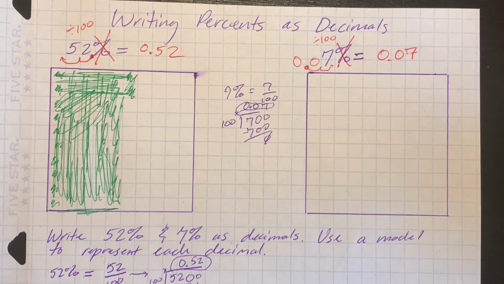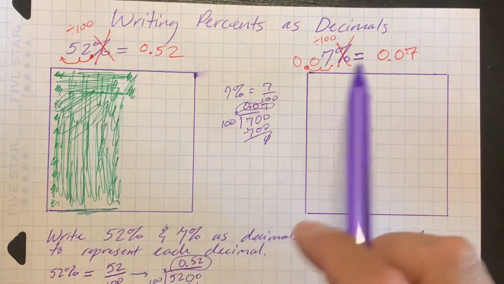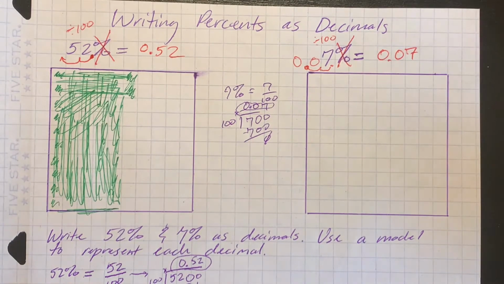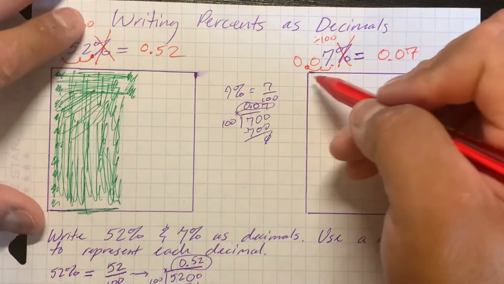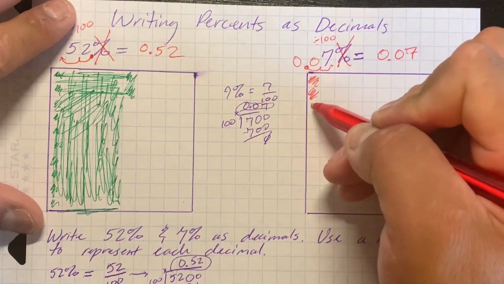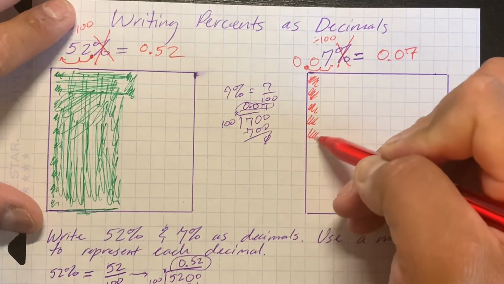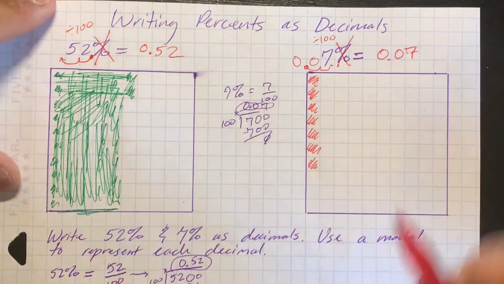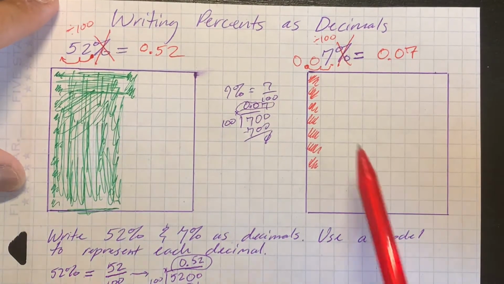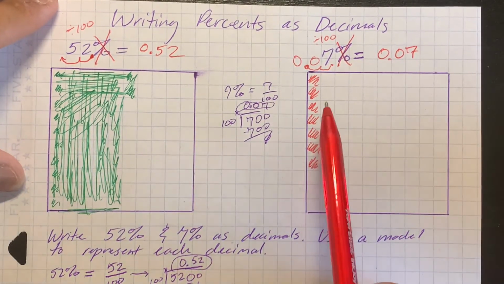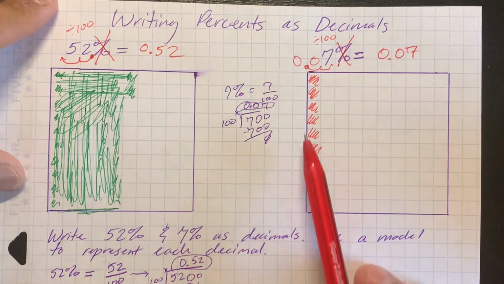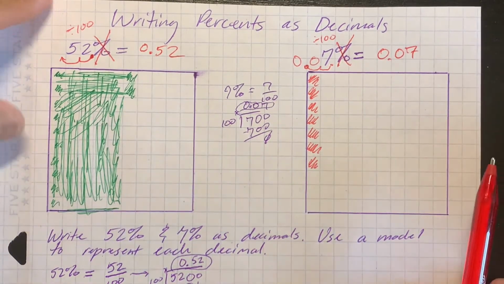Again, when you write percents as decimals, you move that decimal point to the left 2 times after you knock the percent sign off. And lastly, make sure that we shade in 7 boxes. So 1, 2, 3, 4, 5, 6, 7. So again, we use this model to represent 7%. So 7 out of 100 units are shaded.